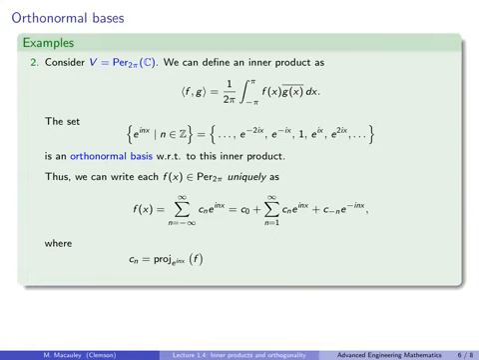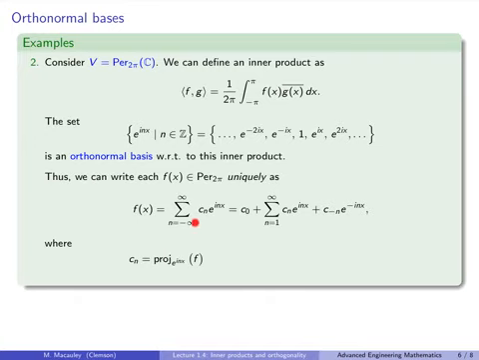That means, because this is the basis, we can write each function, each 2 pi periodic complex valued function, I've omitted the word complex for clarity, uniquely, as the following. f of x is some linear combination of these basis vectors. There are infinitely many of them, so we have to sum from negative infinity up to infinity.